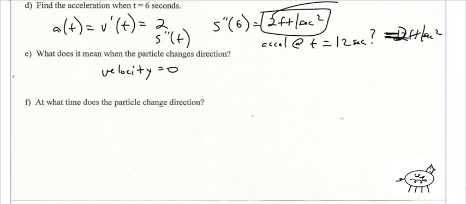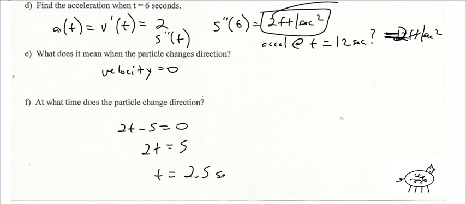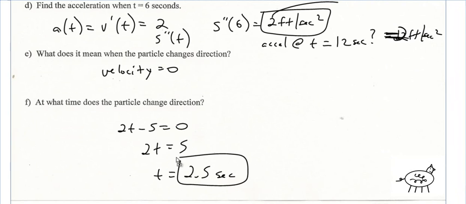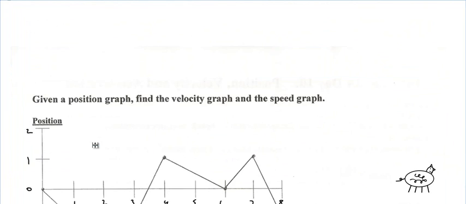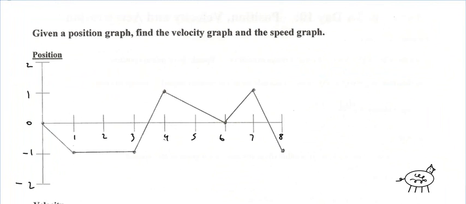Okay, and at what time does the particle change direction? Well, you set the velocity, which is 2t minus 5, equal to 0. So we got 2t equals 5. So t is equal to 2.5 seconds. Okay, that's when it changes. That's when it goes from going one direction to reverse, or reverse to forward. Okay. All right. So let's move on to the next page here.